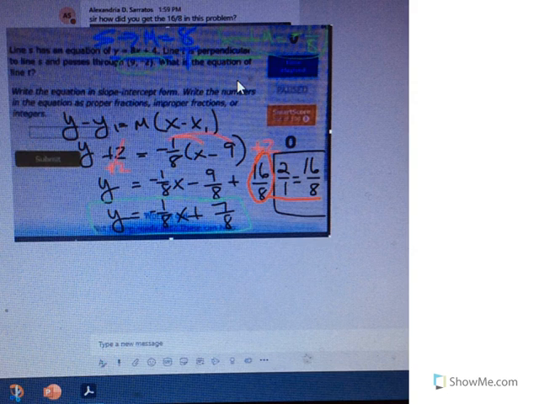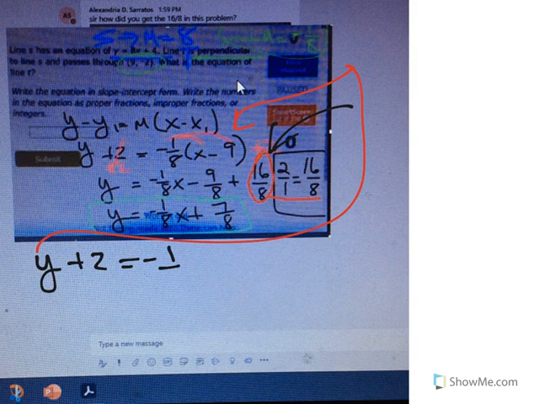Okay, so a few scholars reached out to me, a little confused on how the 16 over 8 basically happened. So let me go ahead and start. Actually, I'm going to bring in this part here first, and I'll start over here so I can have a little more room. I'm going to copy down that second step. It says y plus 2 equals negative 1/8 x minus 9.